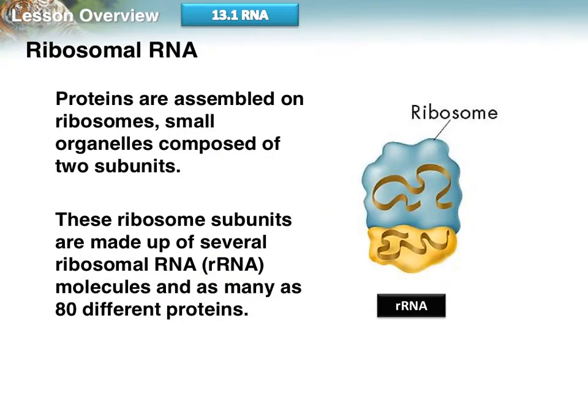Ribosomal RNA is the type of RNA that makes up the ribosome. Proteins are made in the ribosomes, the small organelles. They look like little teeny tiny dots in the cytoplasm. That's all they look like. But these teeny tiny dots are actually composed of two subunits of pieces of ribosomal RNA, the rRNA, and also some protein. But mainly they're made of ribosomal RNA.